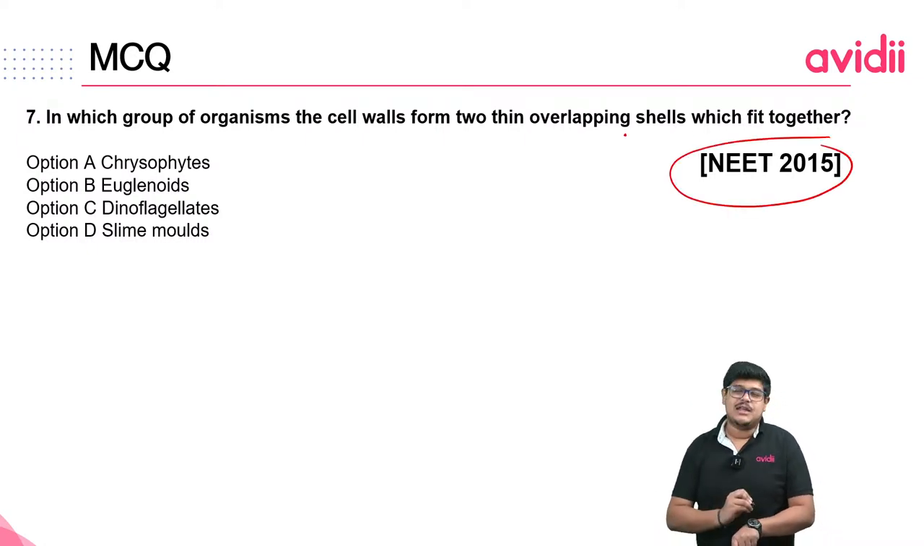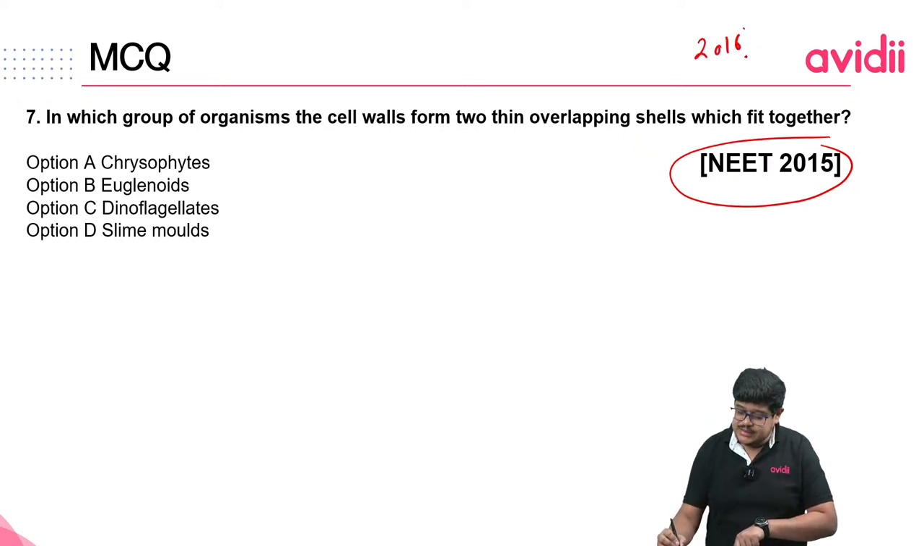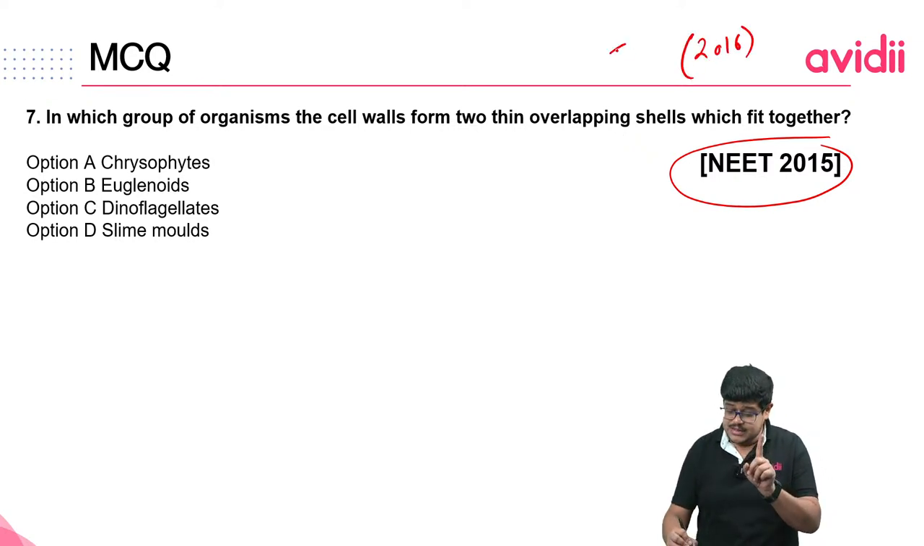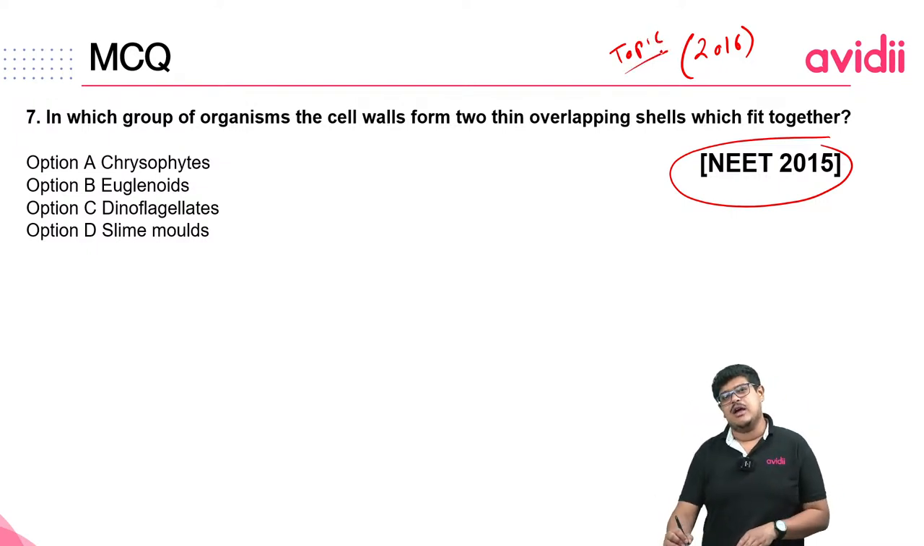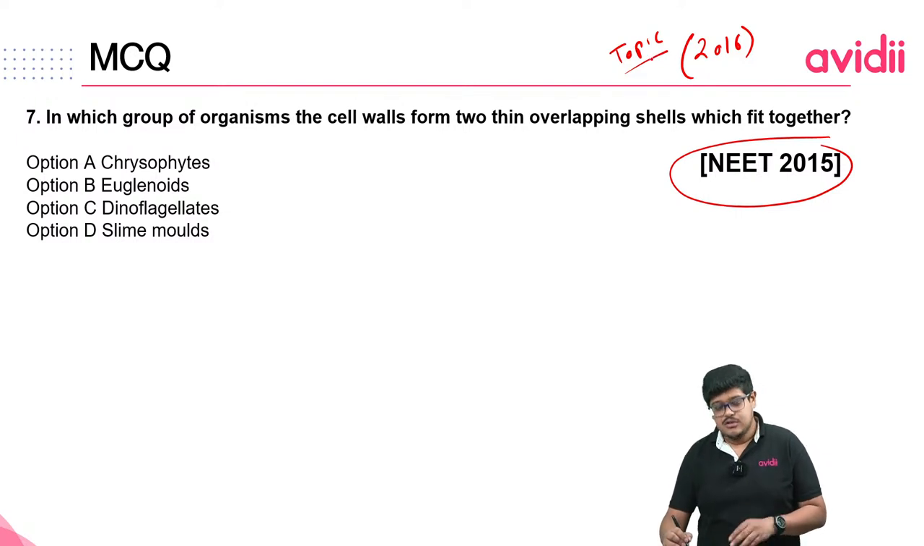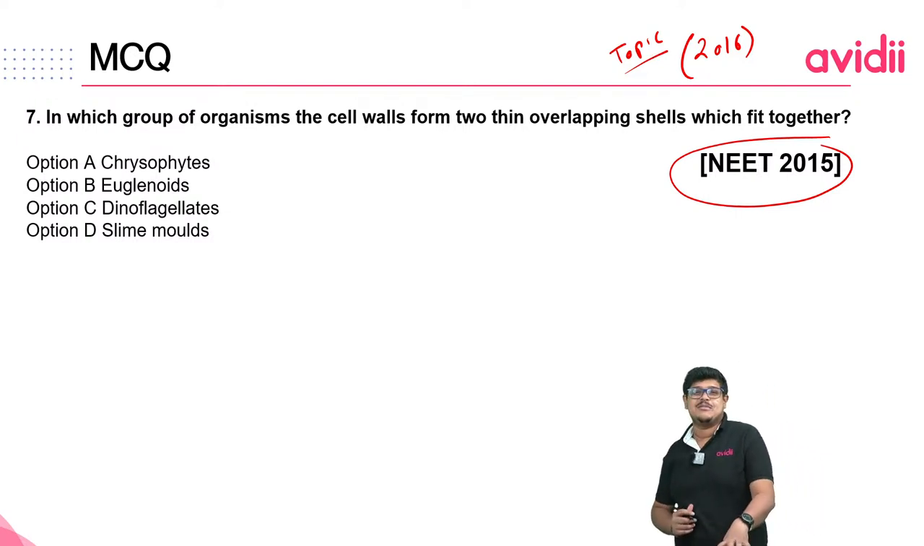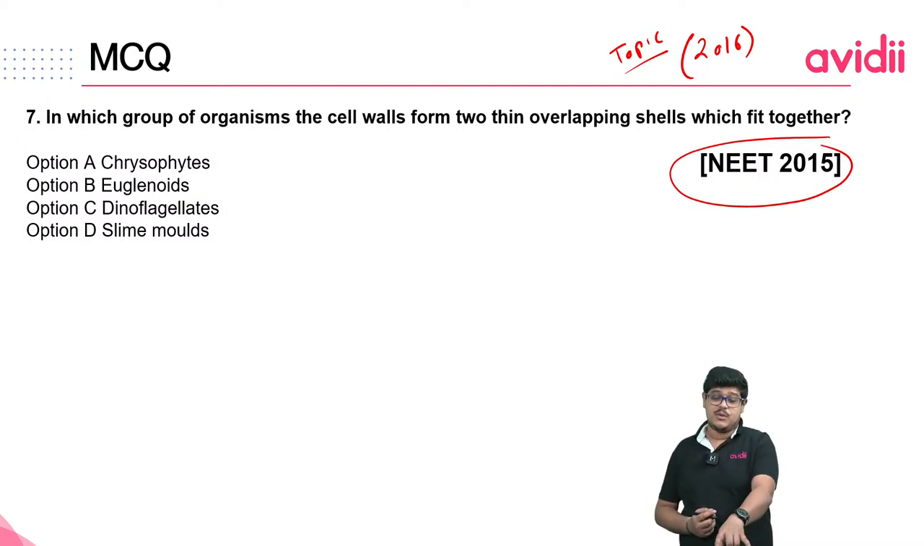2015 this question came. And in 2016 the same topic came. In 2016, it came as is what is the incorrect statement in regards to chrysophytes. Chalo, maine bol hi diya answer yahan. What is the incorrect statement in regard to chrysophytes? And 2015 mein ye jo question aaya tha, wahan par bhi chrysophytes tha, but wahan pe question alag tha.